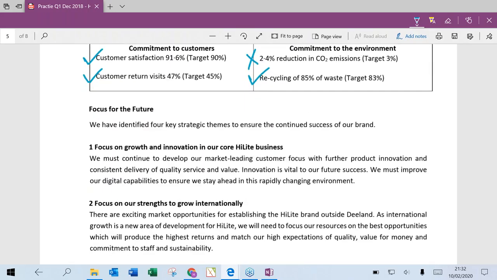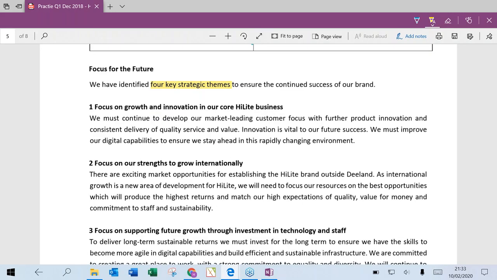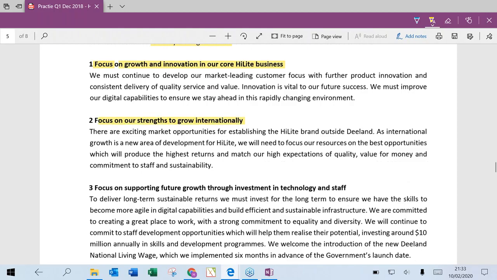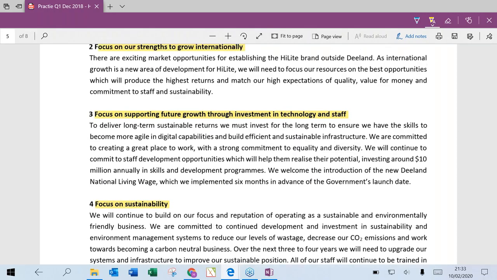Now, focus for the future. Very, very important. What is the focus or highlight for the future? Whatever we read up till now was the current position, their latest financials, and so on. What about the future? We have identified four key strategic themes to ensure the continued success of our brand. What are those? Focus on growth and innovation in our core highlight business. Focus on our strengths to grow internationally. So they want to grow internationally. Focus on supporting future growth through investment in technology and staff. And focus on sustainability, which is more about environment and CO2. So these are the four main things.